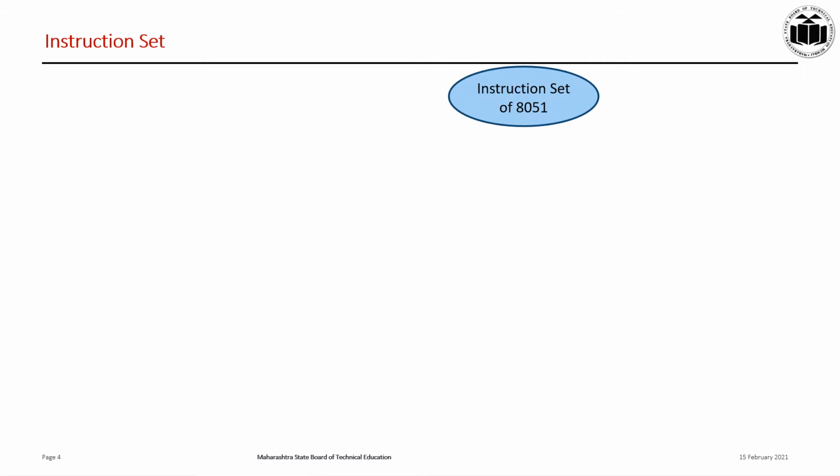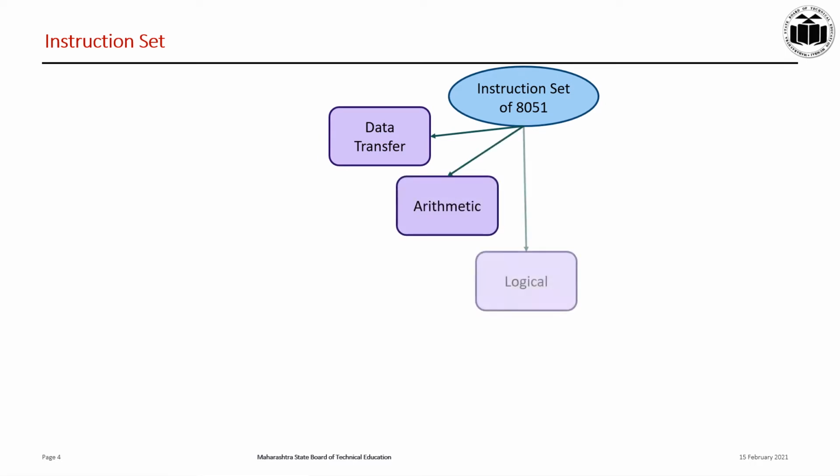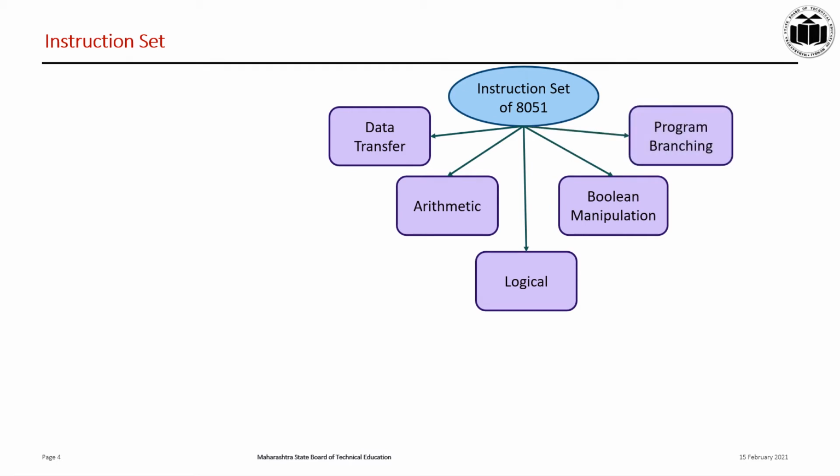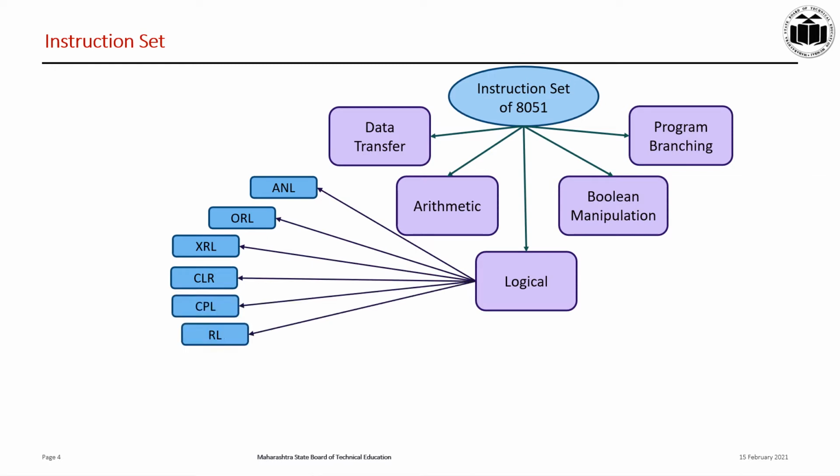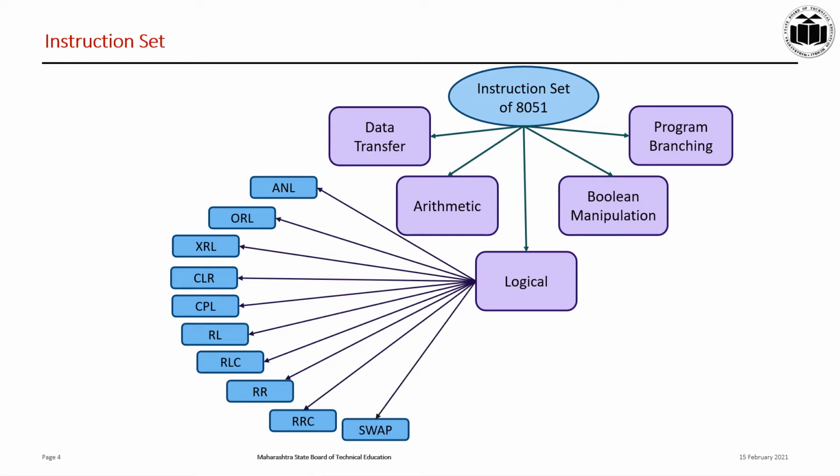The instruction set of 8051 microcontroller has 5 types of instructions: data transfer instructions, arithmetic instructions, logical instructions, Boolean variable manipulation instructions, and program branching instructions. In the previous lecture, we had learned about various data transfer instructions and arithmetic instructions. Today, we will discuss logical instructions: ANL, ORL, XRL, CLR, CPL, RL, RLC, RR, RRC, SWAP. All these instructions fall under the logical category.